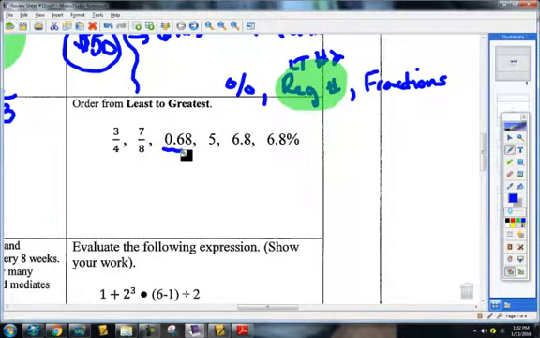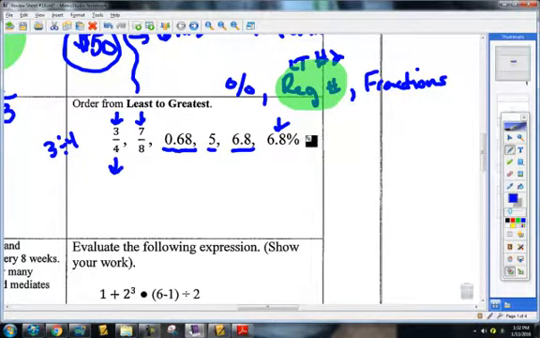This right here is already a regular number. This is already a regular number. That's already a regular number. Then all you've got to do is convert this to a regular number, this to a regular number, and this to a regular number. Remember the fractions? All fractions are division problems. That's how you turn it into a regular number. So simply do 3 divided by 4. That'll give you the regular number for that.